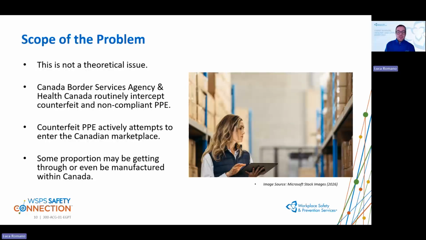And, just based on the law of averages, there might be some proportion of this fake PPE that is actually entering the workplace. So it could be entering from ports of entry or what have you, but it's also possible that it's actually being manufactured domestically here in Canada, in terms of where it's coming from.